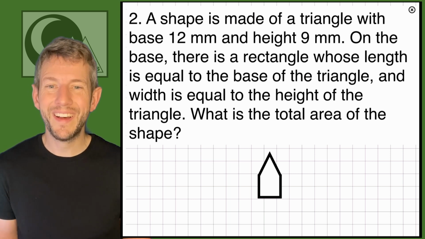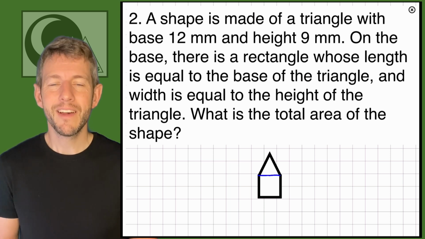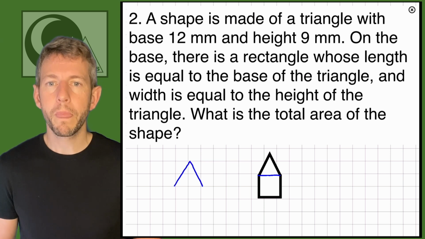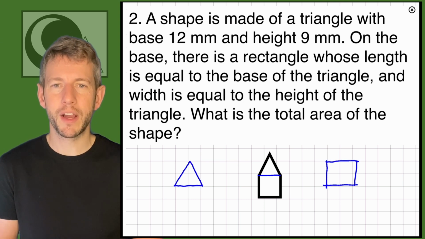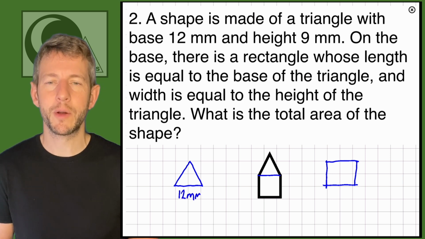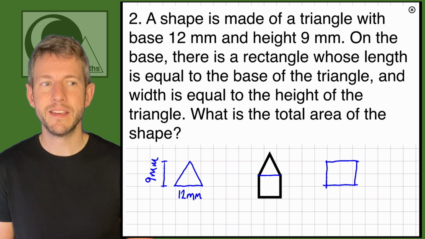Well, it's made pretty clear in the question that this shape is, as you can probably see, made from a triangle and a rectangle. So we've been given the information for the triangle. We know that the base of the triangle is 12 millimeters and the height of the triangle is 9 millimeters.